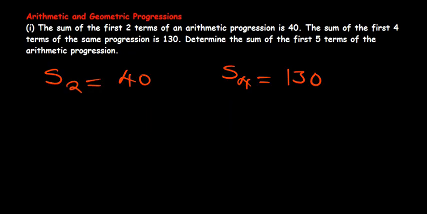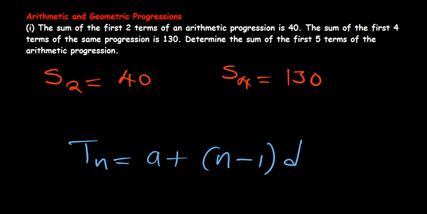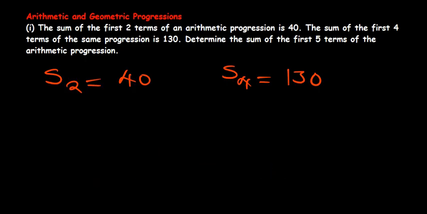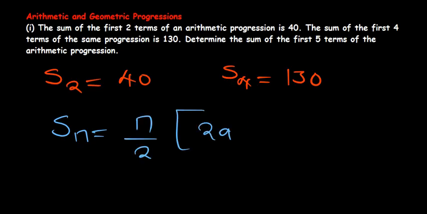One other formula that you might want to know is for determining the nth term, which is a plus, open the brackets, n minus 1, multiplied by the common difference. Now in this case we're dealing with a sum. The sum of an AP is given as n over 2, open the brackets, 2a plus the same brackets we had, n minus 1 multiplied by the common difference d.